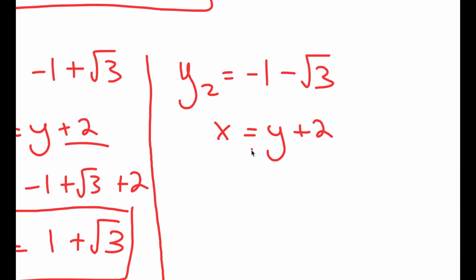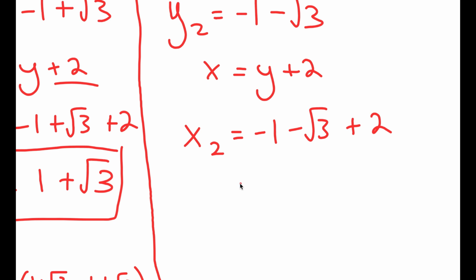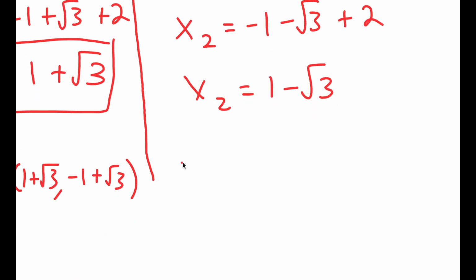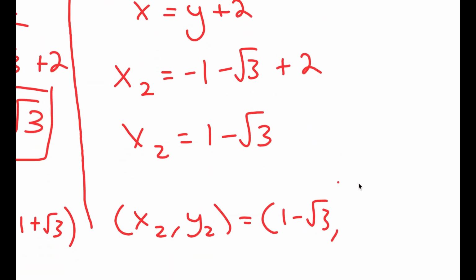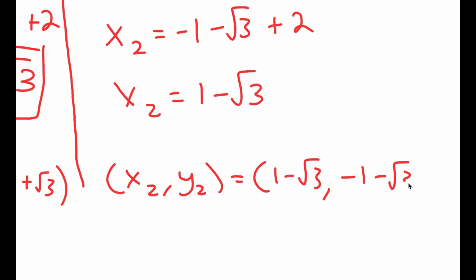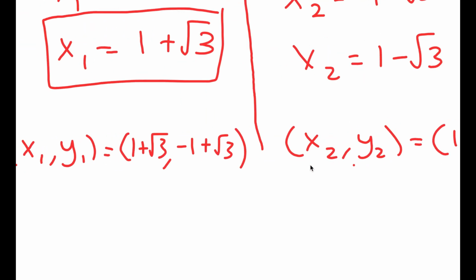And right here we have another one. So I have y of 2 is equal to negative 1 minus the square root of 3. And we know that x equals y plus 2, meaning x of 2 is equal to negative 1 minus the square root of 3 plus 2. Now again, 2 minus 1 is simply 1. So I get x of 2 is equal to 1 minus the square root of 3. So this means that x of 2 comma y of 2, our second solution, is 1 minus the square root of 3 comma negative 1 minus the square root of 3. So these are my two solutions to this system of equations.